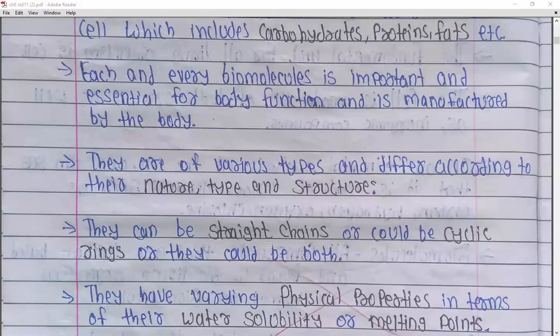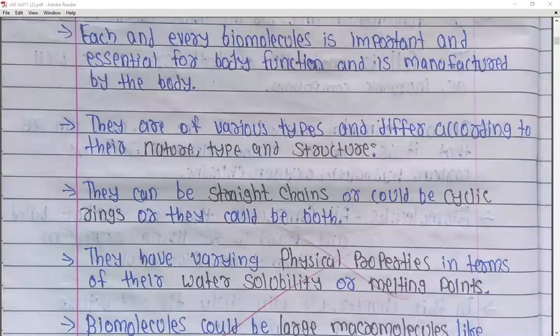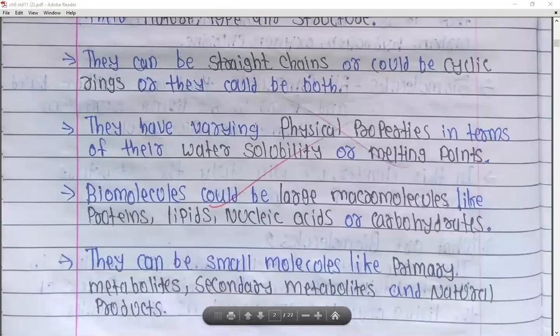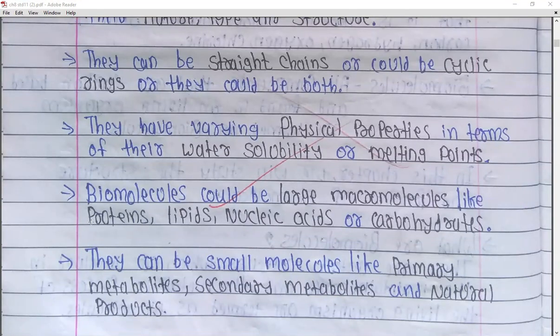Now they can be straight chains or cyclic rings, or they could be both. Sometimes the structure says that they are present in the form of straight chains. Sometimes they are also present in the cyclic ring form, and sometimes even both structures are observed, right? Now they have varying physical properties in terms of their water solubility and melting points. They also differ from each other in terms of physical properties.